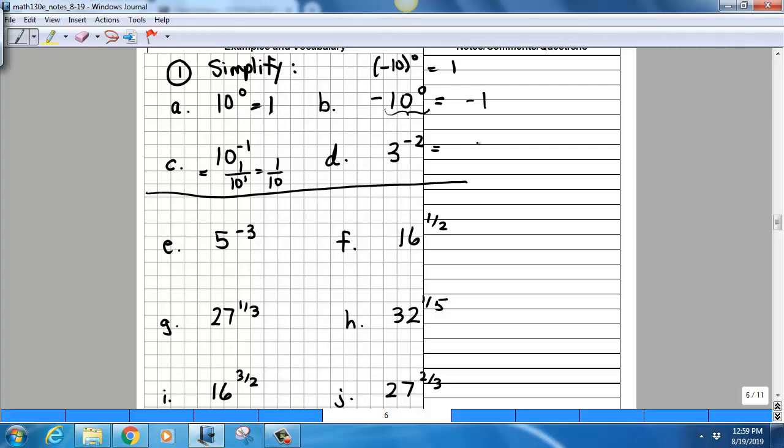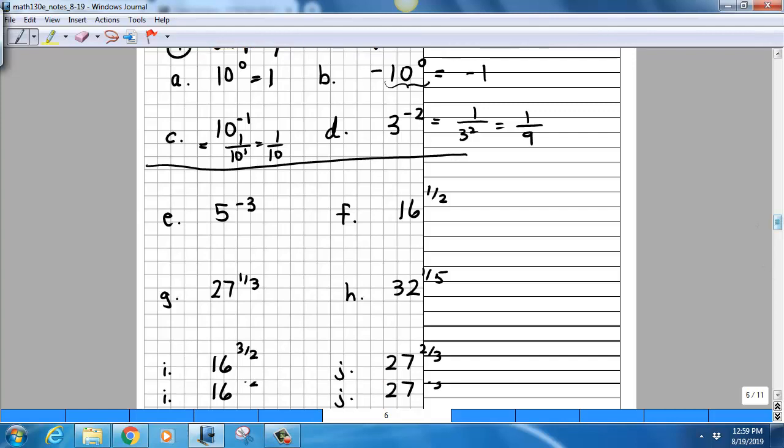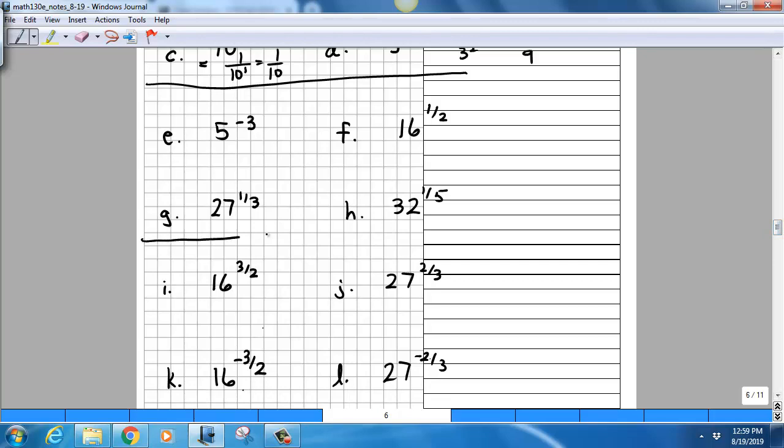All right, so let's see. This is 1 over 3 squared, which is 1 over 9. That's 1 over 9. Perfect. All right, let's try the next 4. Those are a little bit tougher, but not too bad. So try those quickly. See if you can get those. And then we just have 4 more and we'll be done.